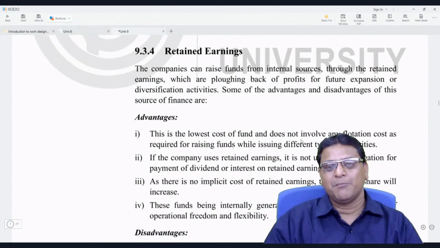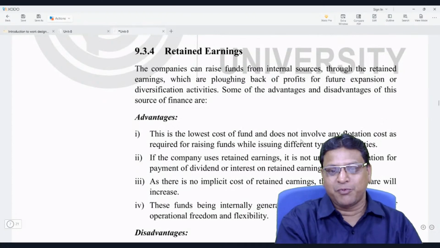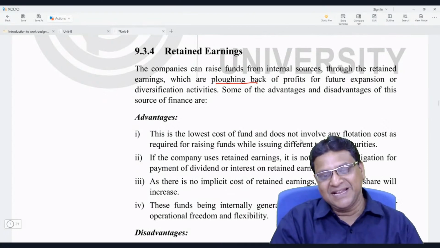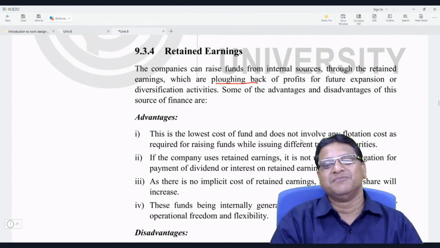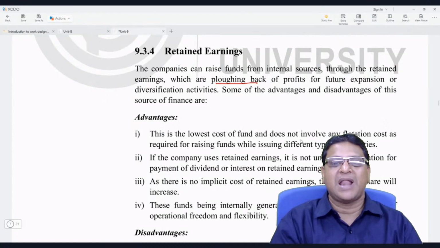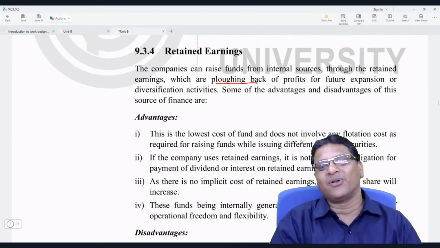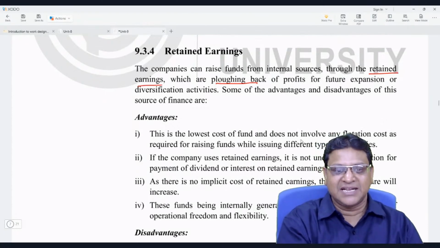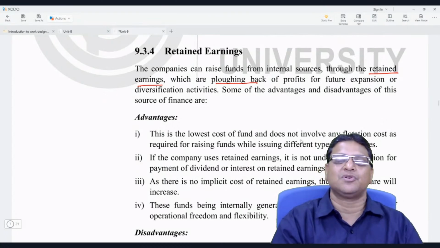Retained earning means plowing back of profit. Instead of paying back the profit to the owners, the organization may retain the profit and reinvest it in the business. That is known as plowing back of profit or reinvesting the profit in the business. That is known as retained earning. That is one important source of finance.